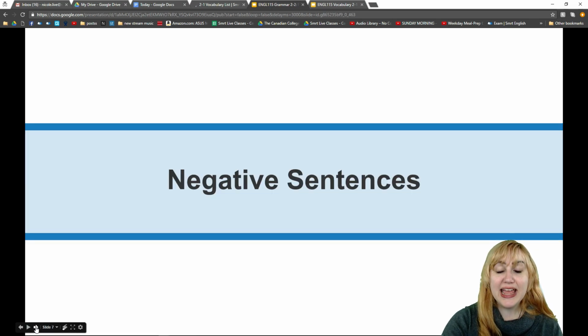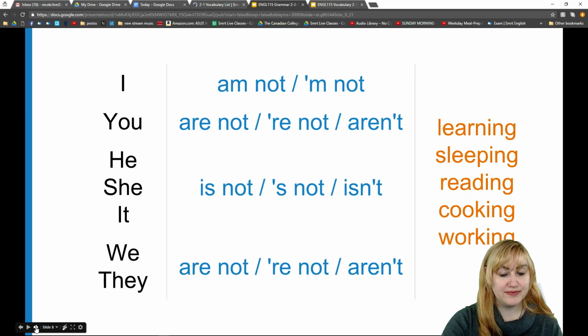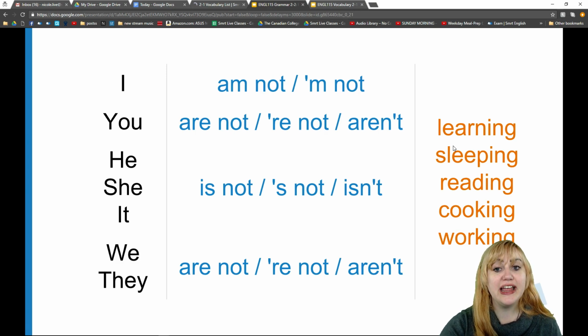All right, so let's look at how to make the negative form. Negative sentences. The negative is very, very similar to making negative sentences with the be verb in present simple. It's just that after, we put our verb ing. So we say, I am not, or I'm not, learning. You are not, you're not, or you aren't learning. Or he is not, he's not, or he isn't learning. So just like for the present simple be verb, but again, after that we put our verb ing.